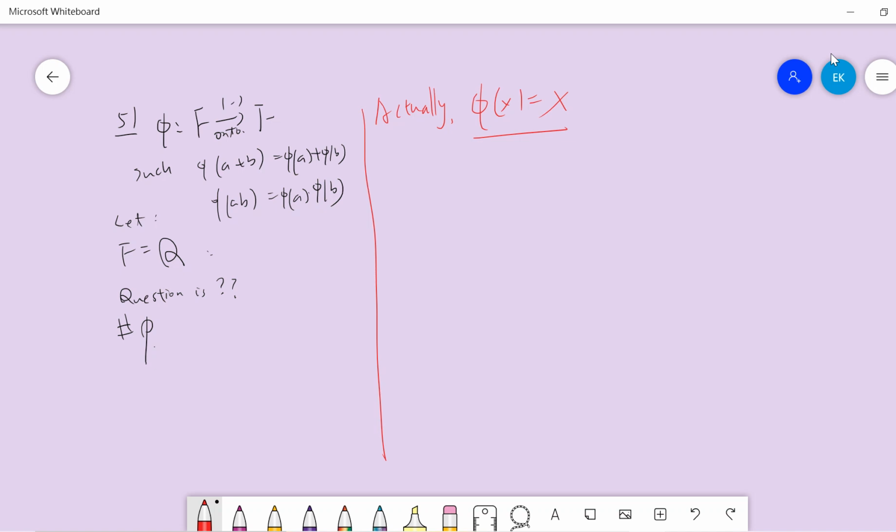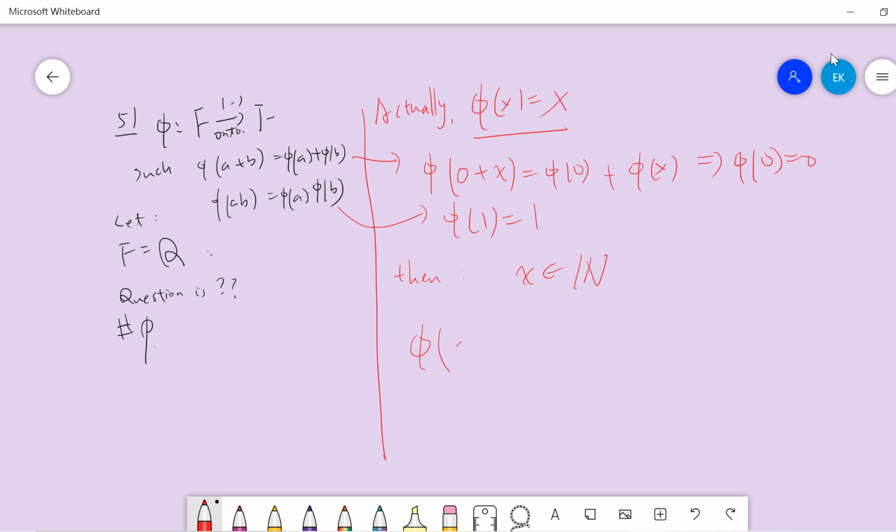And this is easy to see because from this one we know that phi of 0 plus x equals phi of 0 plus phi of x. So phi of 0 is 0. And this one tells you that phi of 1 is 1. Then suppose that we choose a positive integer x, then phi of x is just phi of 1 plus 1, and so on. So there are x of them. So these are x times phi of 1. Basically this is x.